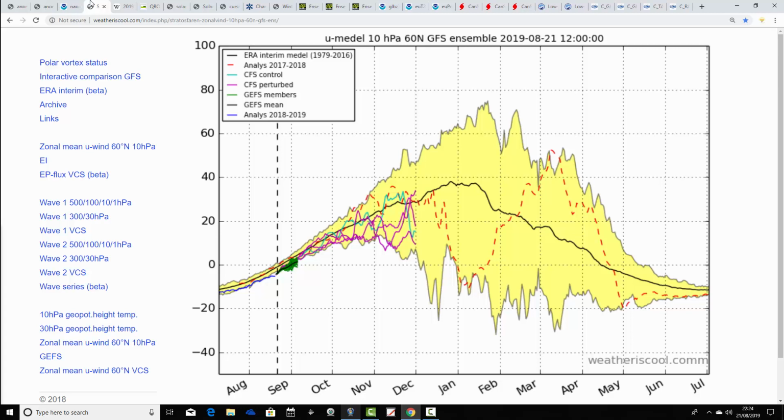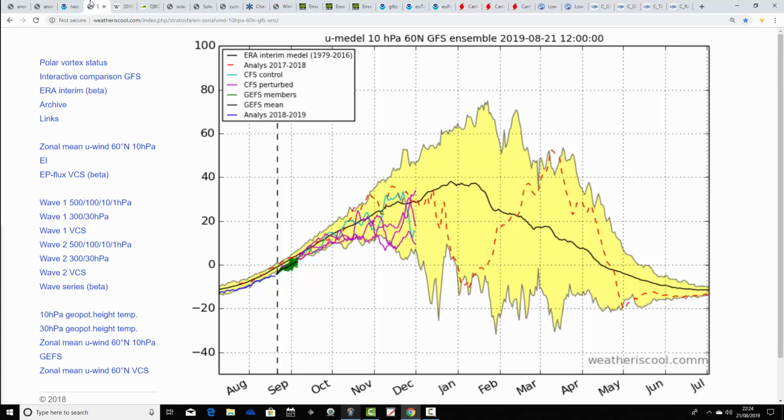Now, this was a new feature that we included in last year's winter updates. This is looking at the strength of the zonal winds over the North Pole and also how the zonal winds are being forecast to progress over the next few weeks and months from, first of all, the GFS short-range model, which only runs around a couple of weeks, and the CFS V2, which runs to a couple of months out on this chart. This is from weatheriscool.com.